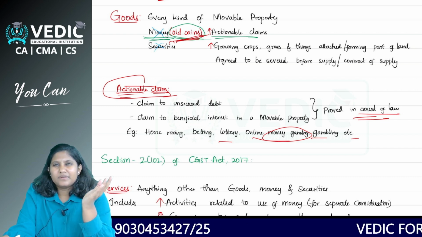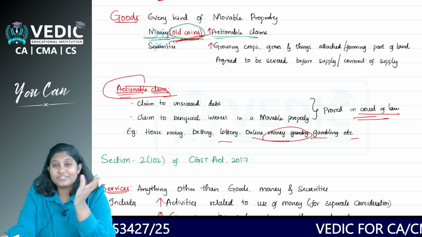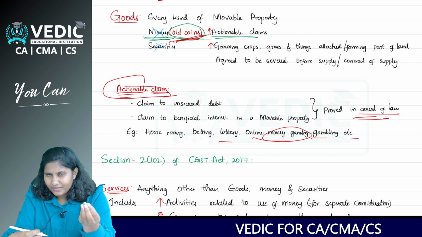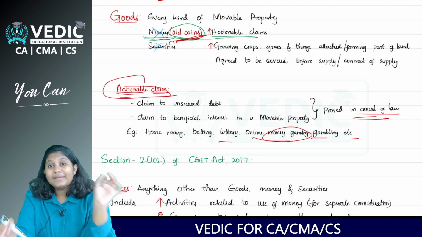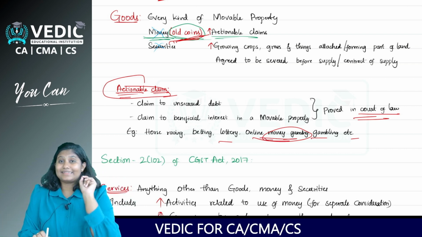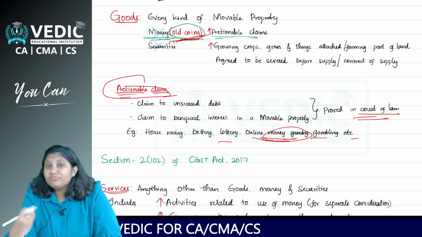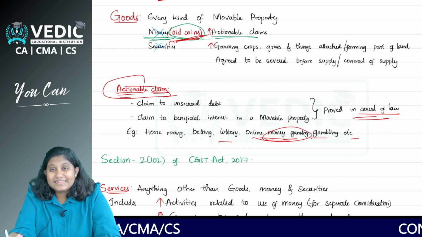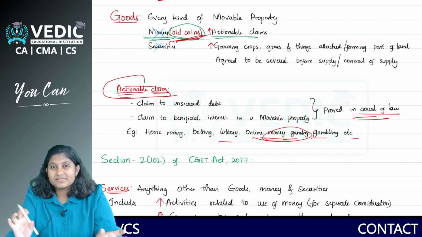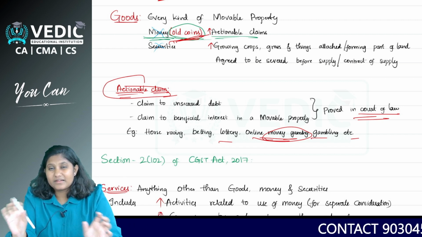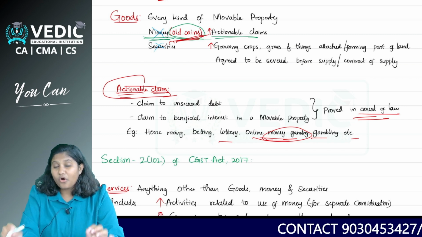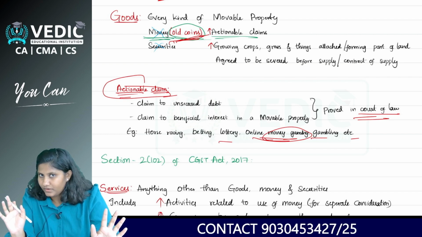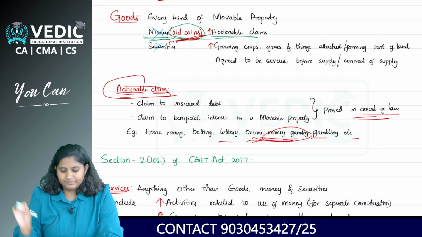Usually you play Free Fire, and many years ago GTA Vice City. You give some money and what do you get in return? Nothing. We just play that game, that's it. But in online money gaming, you give money so that you can get more money. Just like rummy circles and other card games. That is online money gaming. It includes giving money and getting back money also. Okay, this is actionable claim.